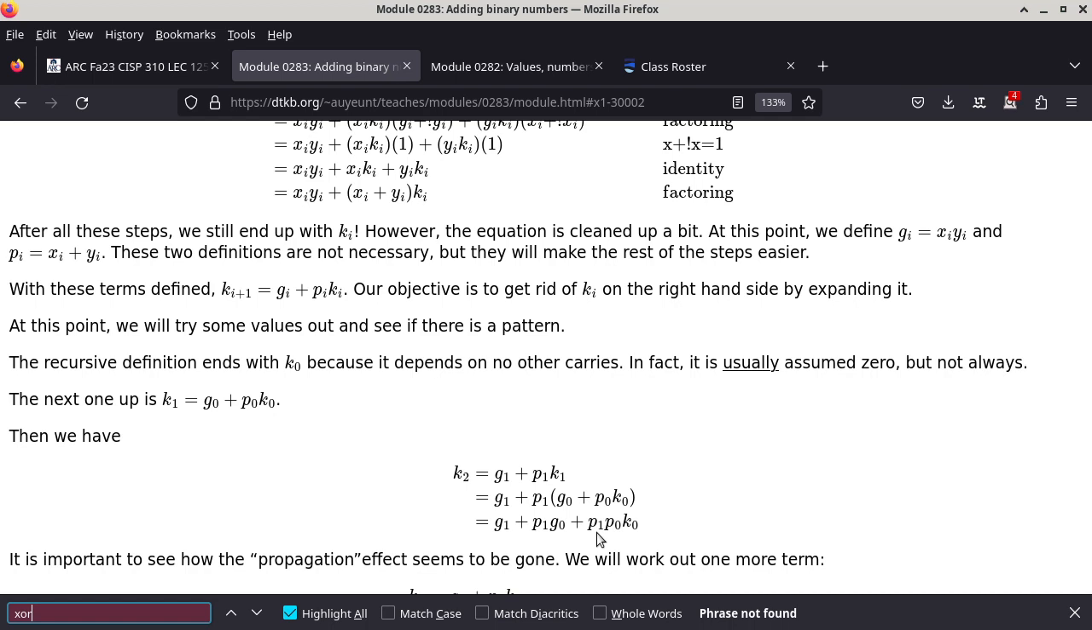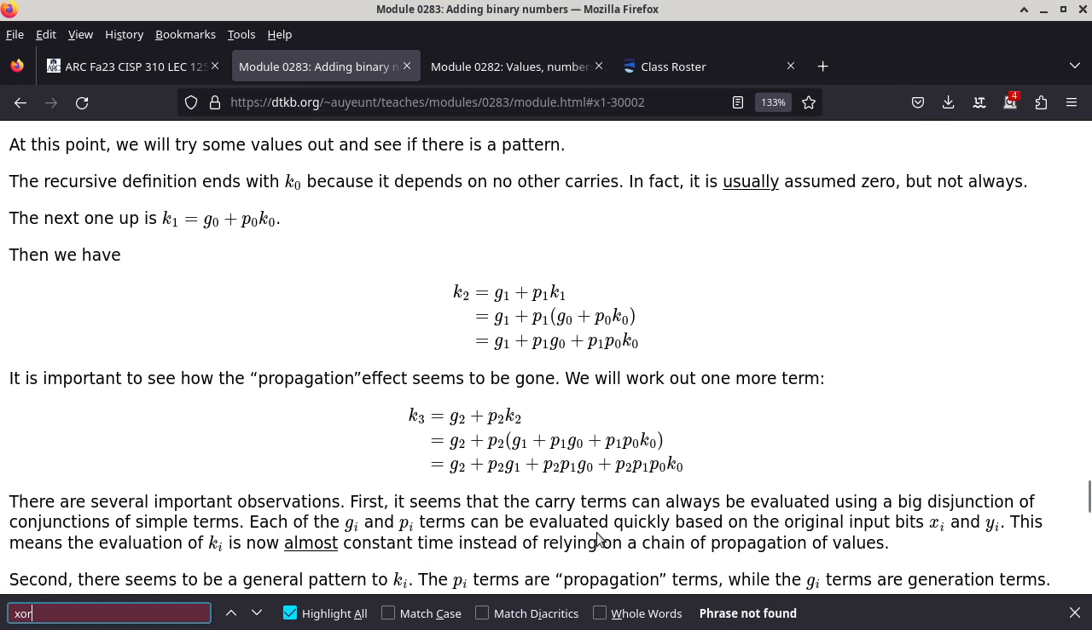Yep? OK, so what about if we're figuring out k of 3, would it also just increment to k of 2? Ooh, I'm glad you asked that question. Excellent question. So we have k of 3. In order to figure out k of 3, we apply that general equation. So k of 3 is g of 2 or p of 2 and k of 2. Then you go like, wait, we just figured out what is k of 2. So k of 2 is this entire expression. We can just go ahead and use this particular expression to replace the entire k of 2.